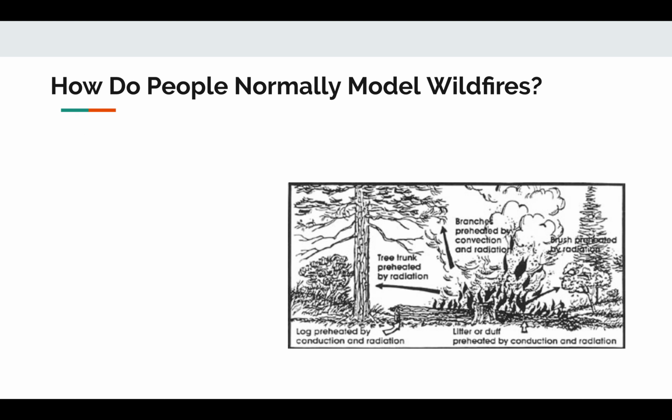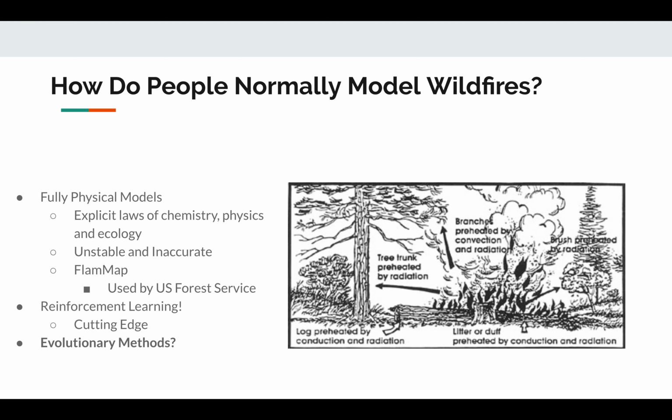So the first question that we're going to ask is how do people normally model wildfires? Fire is a product of heat transfer from an energy source. That process can be modeled by looking at radiation and convection, conduction of heat and materials, and advection. Typically, these processes are coupled together to build fully physical models that are based on the laws of chemistry, physics, and ecology. These will take the form of massive coupled sets of partial differential equations. These models are really great at predicting certain things and not so great at predicting others.